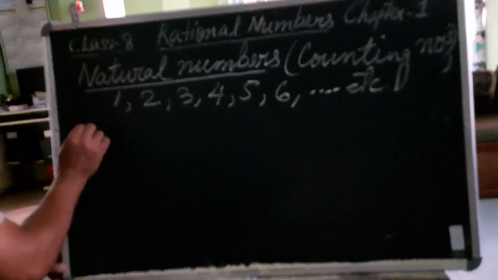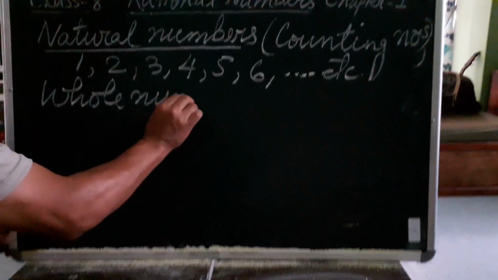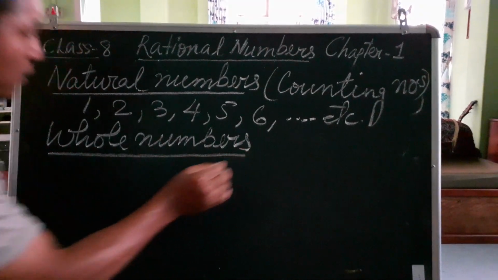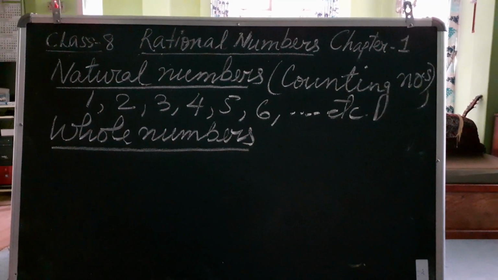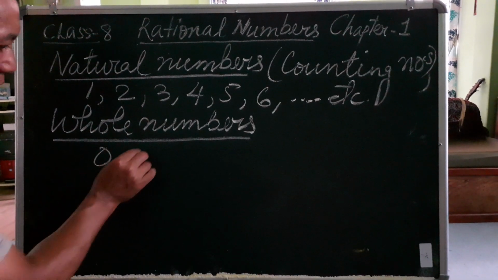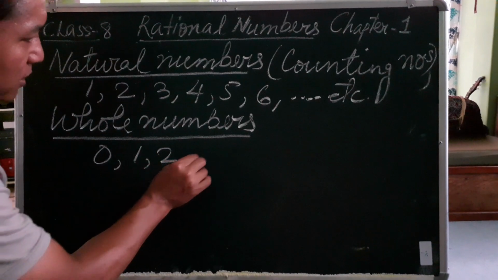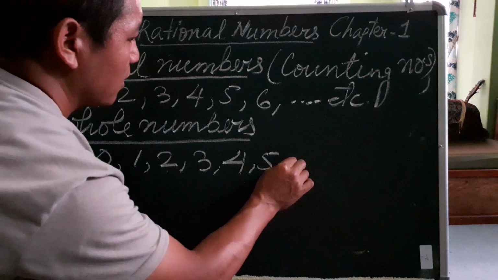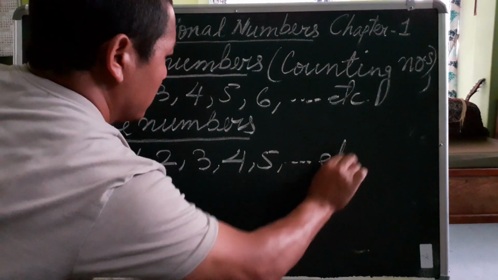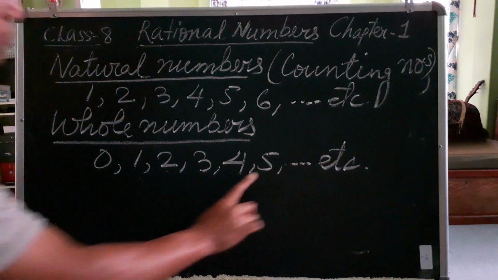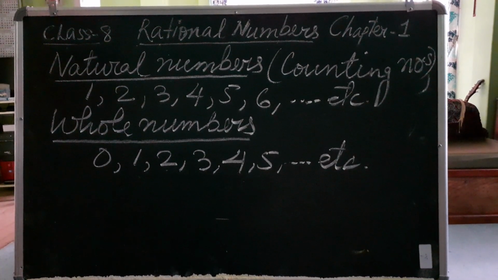Next, whole numbers. What are whole numbers? 0 along with natural numbers, they are called whole numbers.